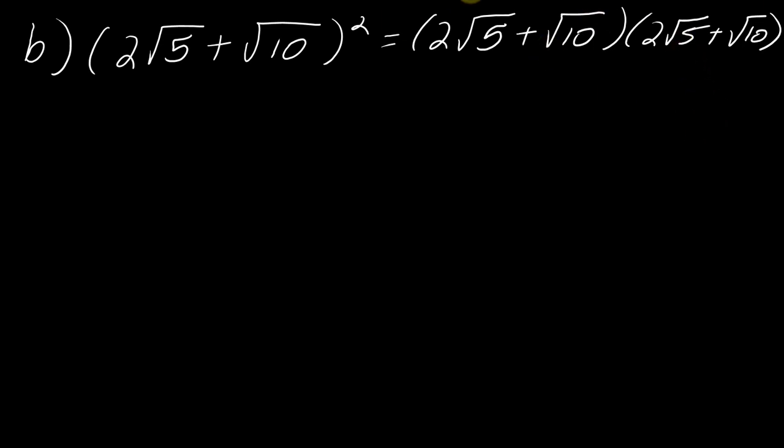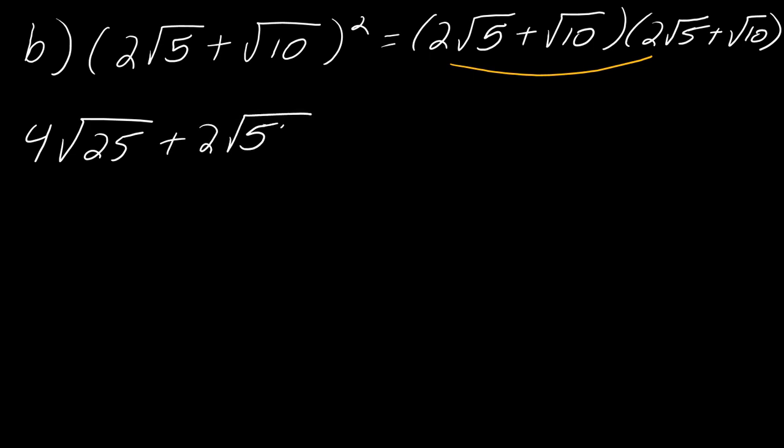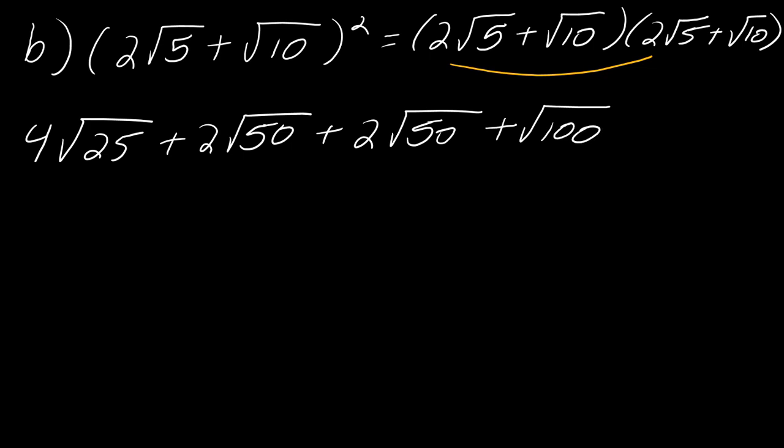So the only thing with this, and this is what can kind of throw people off, is that now you have to pay attention to these numbers on the outside as well as these numbers on the inside. So notice for this first set of multiplication, taking this times this, I'm going to have the 2 times the 2, which is 4, and then the square root of 5 times the square root of 5, which is the square root of 25. So you just want to be careful with that. And then continuing on, I'm going to have 2 times the square root of 50 plus 2 times the square root of 50, and then the square root of 100.